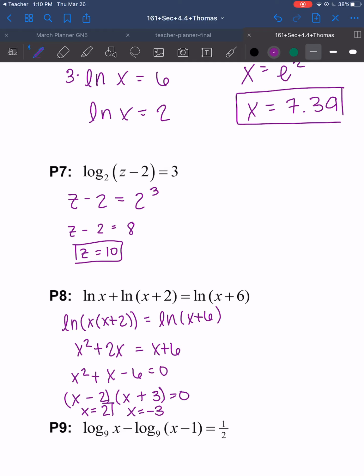If you plug these back in, you'll notice that negative 3 doesn't work because you can't take the natural log of a negative number, or a log of a negative number for that matter. So 2 is your only solution.